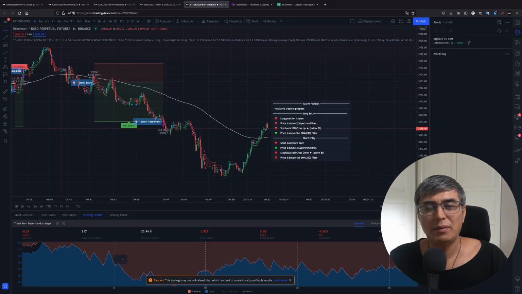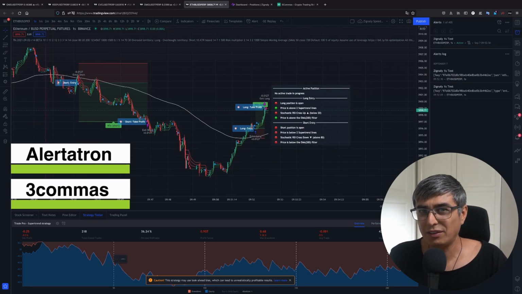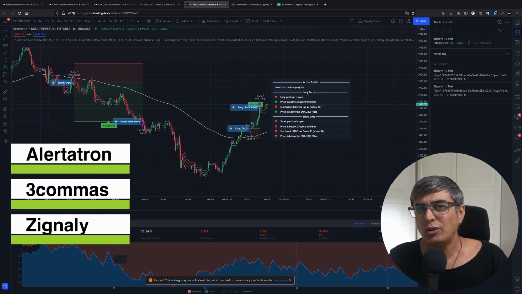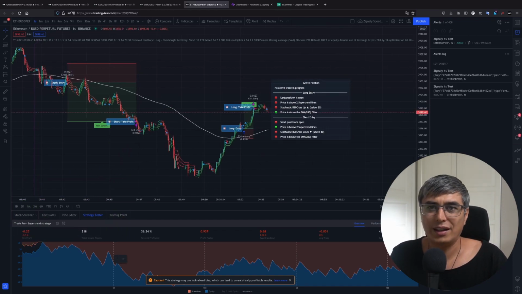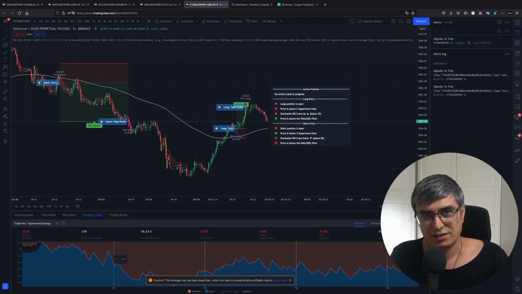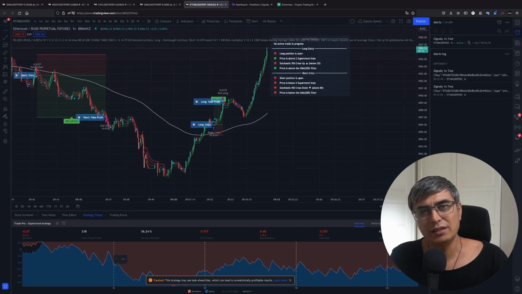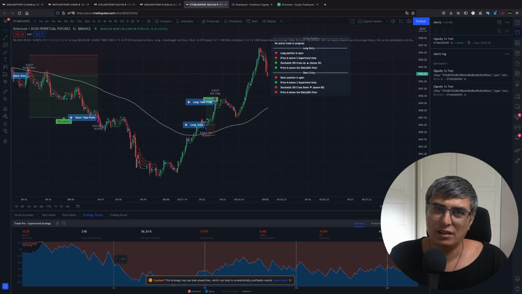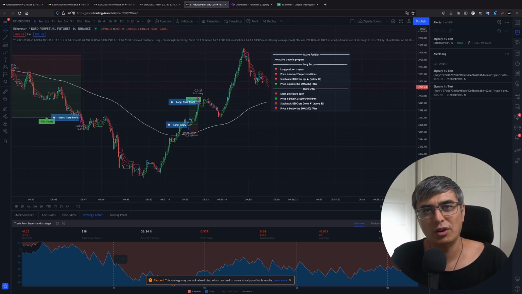Okay, these 3 platforms I will test right here are Alertatron, 3 commas, and Zignaly. As you know already, Alertatron, it is my favorite service so far and I am using it with my bots. So there is no denial in that. It's pretty affordable and it's proven to be very robust, and also it is very flexible with the choices for your trades.